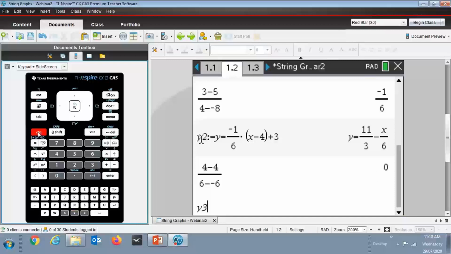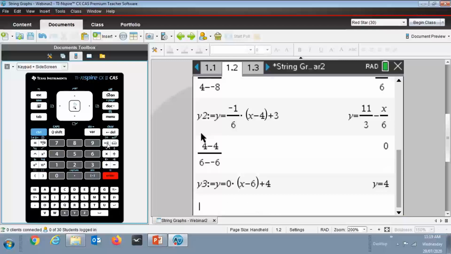So we press y3 and then control math template, y equals, pick up the gradient again with an up arrow key and then press enter. That just copies and pastes. Outside of brackets, x minus 6. Because the second point was 6,4, so x minus 6, close the brackets, plus 4, and press enter.